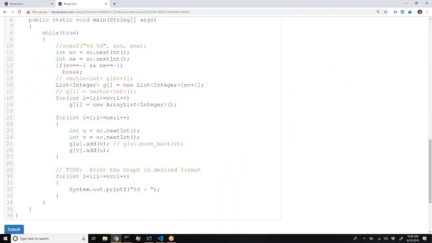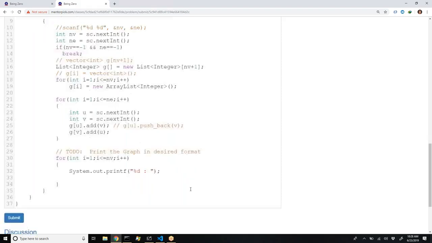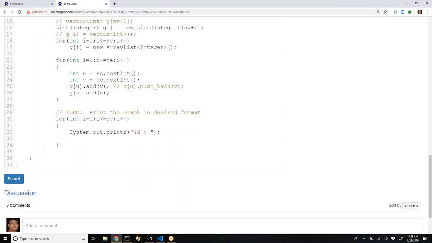What if it's not consecutive? If it is not consecutive, then the problem statement will define some order in which you print. It may say that give me all of them in sorted order. So here it is in line with what we need. So we print this. After that, what should we do?